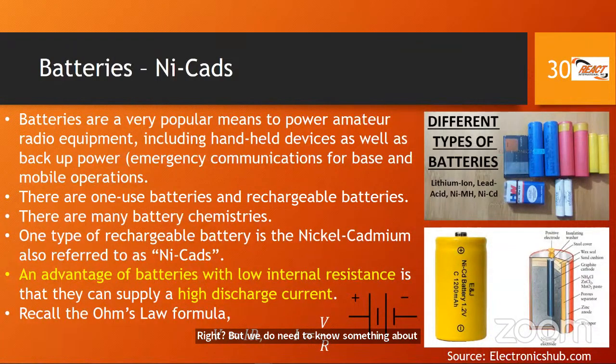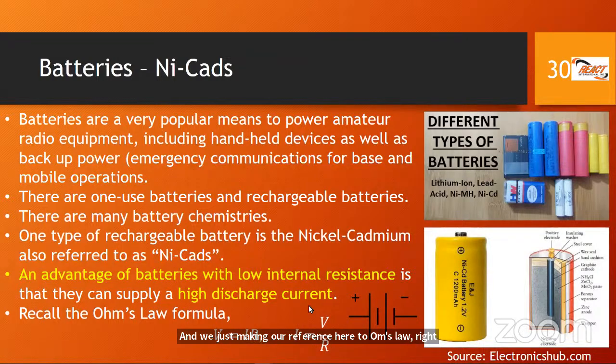So we have a couple of bullet points. The first one is that a battery can have an internal resistance, right? And if the battery's resistance is low, that means we can have a high discharge current, and that's an exam question. So here it goes. An advantage of batteries with low internal resistance is that they can supply a high discharge current. And we're just making a reference here to Ohm's law, right? So where the current is equal to the voltage divided by the resistance.